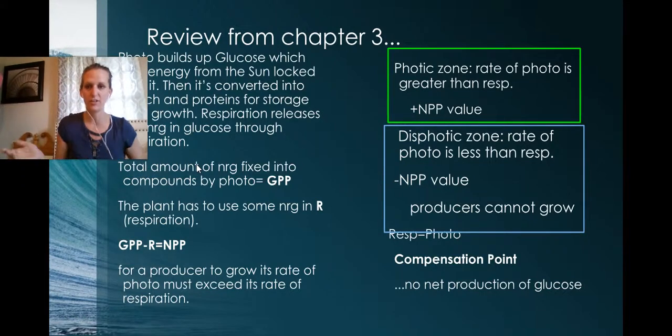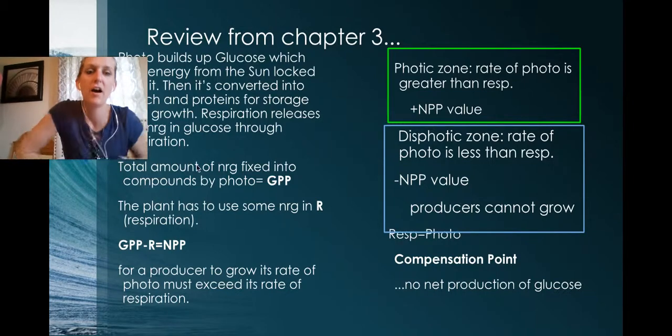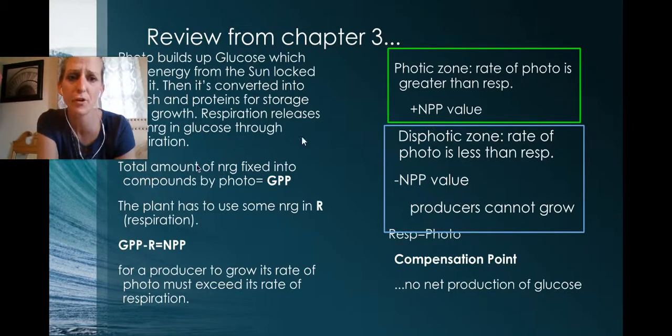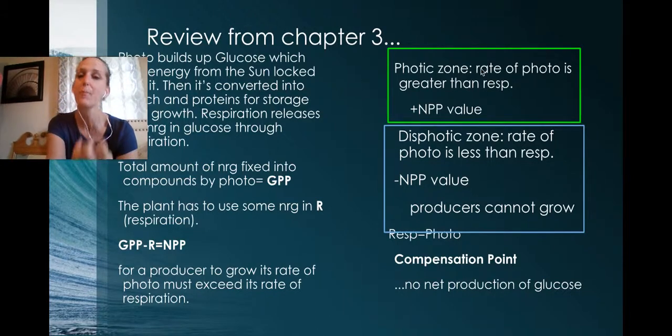And obviously a producer also needs to do respiration so it can grow and do all of its life things. In your photic zone, the euphotic zone, your photosynthesis is greater than respiration. You have a ton of producers there, so you're going to have a positive net primary production value. You're going to be gaining energy by eating producers.